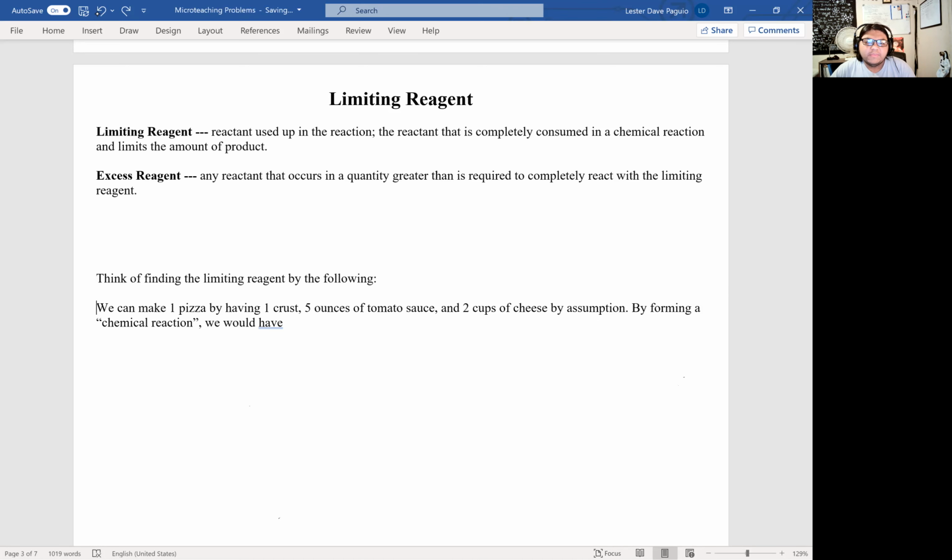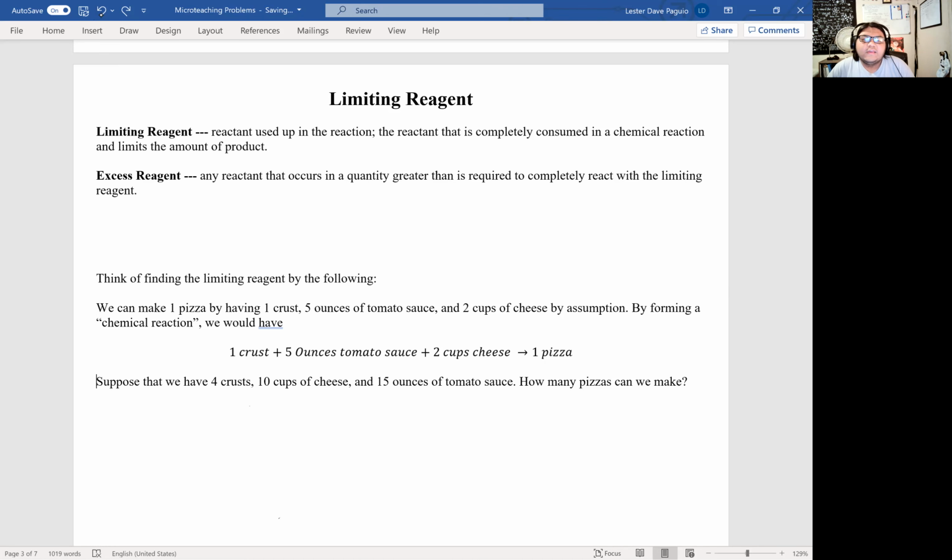We can make 1 pizza by having 1 crust, 5 ounces of tomato sauce, and 2 cups of cheese, by assumption. As a chemical reaction, we would have the following: 1 crust plus 5 ounces of tomato sauce plus 2 cups of cheese equals 1 pizza. So the 3 ingredients here represent the reactants and the pizza represents the product. Suppose that we have 4 crusts, 10 cups of cheese, and 15 ounces of tomato sauce. How many pizzas can we make?